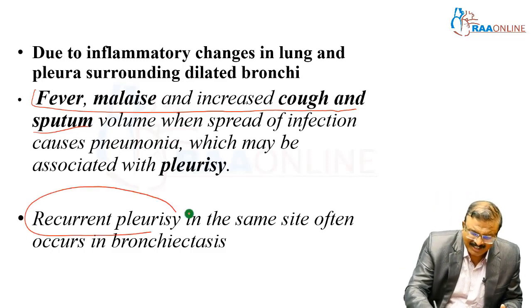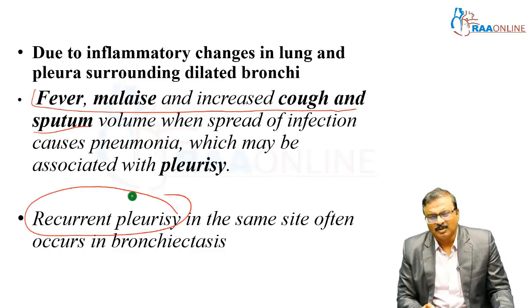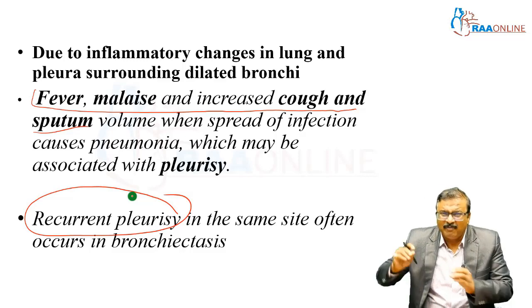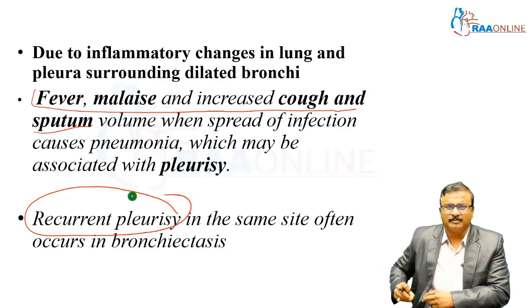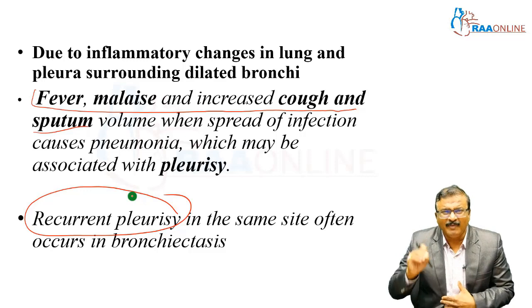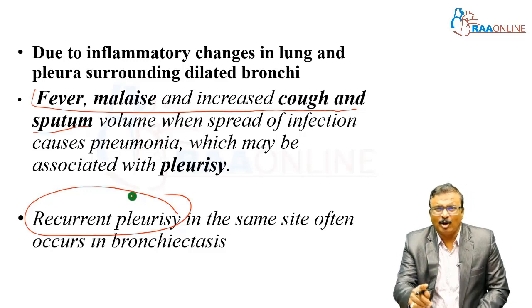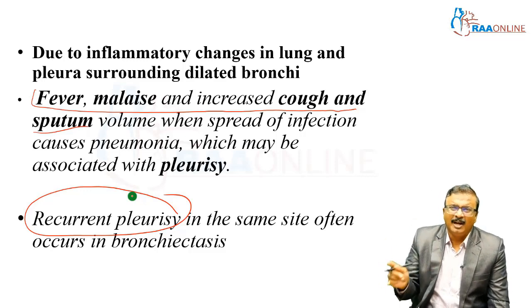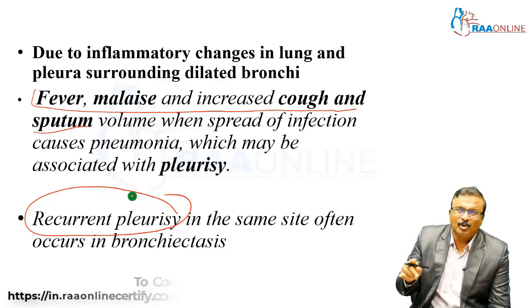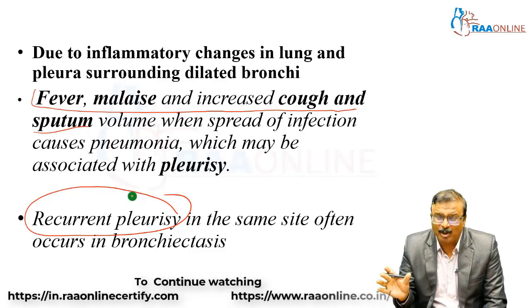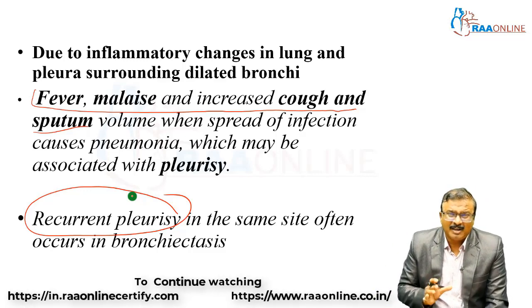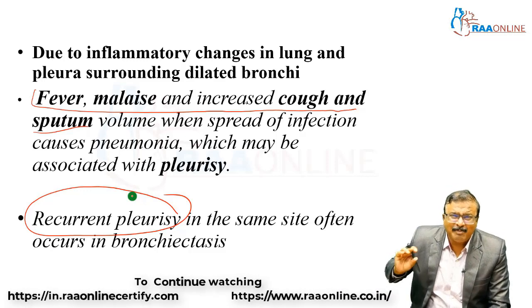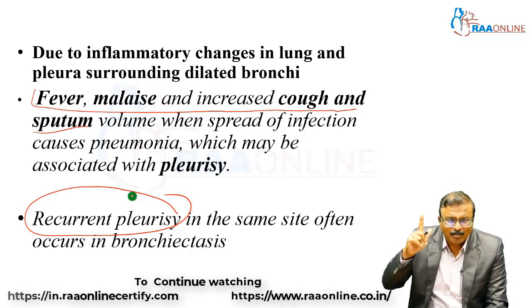Recurrent pleurisy is very rare. If it is in the same site, then you can have one-time pleurisy followed by pleural effusion. It could be a pneumonia going for consolidation, going for a synpneumonic or parapneumonic effusion. But recurrent pleurisy in the same area, suspect bronchiectasis.